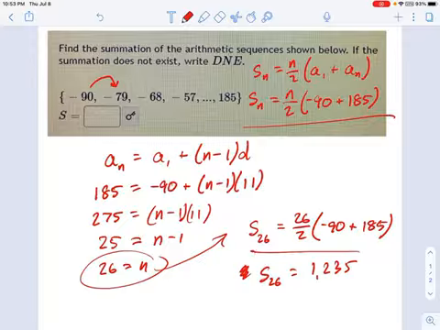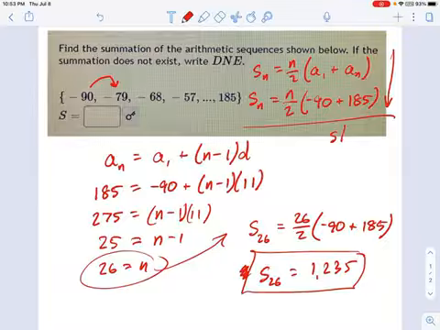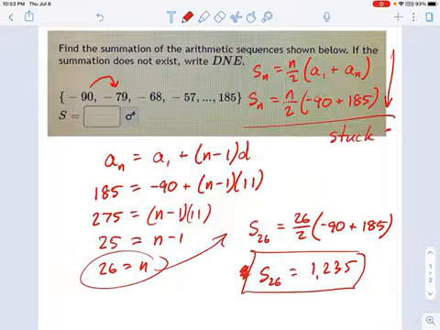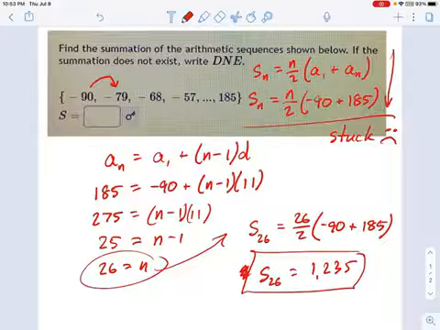1,235. So, just to review what we did here, we started with the summation formula. We got stuck. When you get stuck, don't worry. There's a way to do these things. You just go to the other formula, the explicit one, and that will unstick you, and then you're on your way.